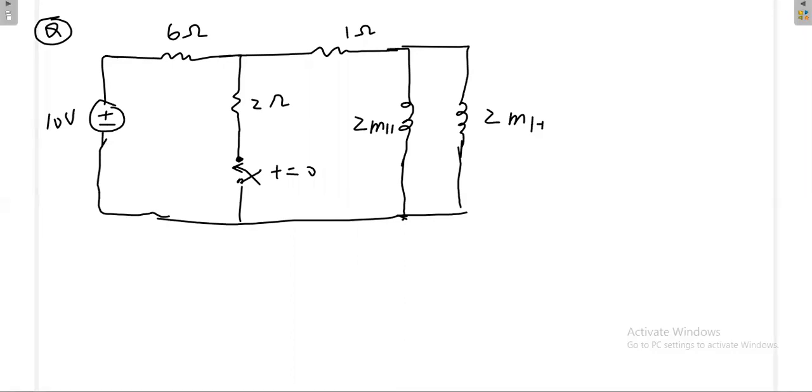This is the solution. There are two inductors that are parallel to each other. That means L equivalent is parallel combination of 2 with 2. That means L equivalent is 1 millihenry. But this switch is closed. After closing the switch, one thing here, we are trying to measure the time constant after closing the switch. Before closing the switch also a time constant is there, but we are not measuring that.